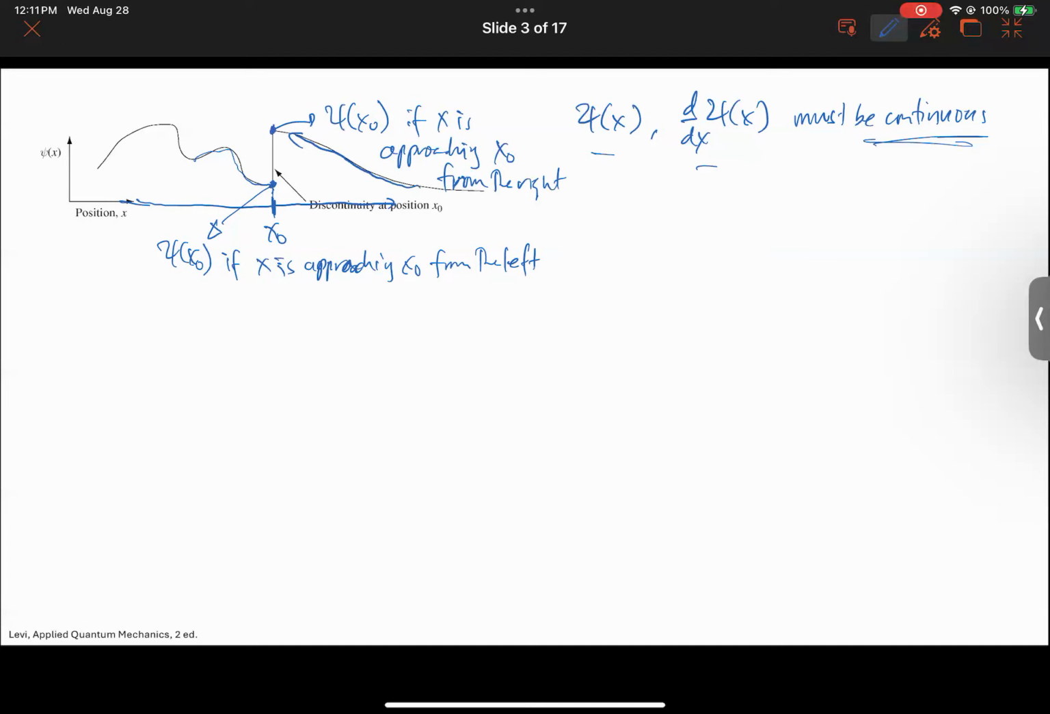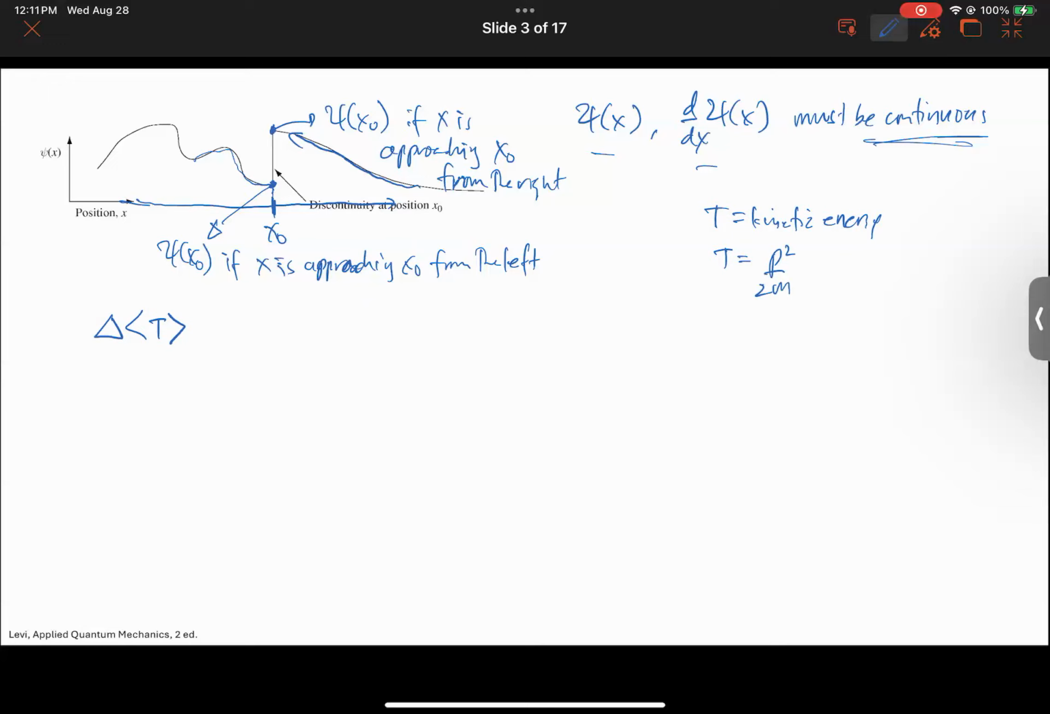Yan yung discontinuity. Now yung problem kasi dyan is that yung kinetic energy dito ay infinite if you have that discontinuity at x naught. And we can show that by starting with this equation. So let's consider yung expectation value ng kinetic energy. Yung T dito is kinetic energy, and we know that kinetic energy is just P squared over 2m.